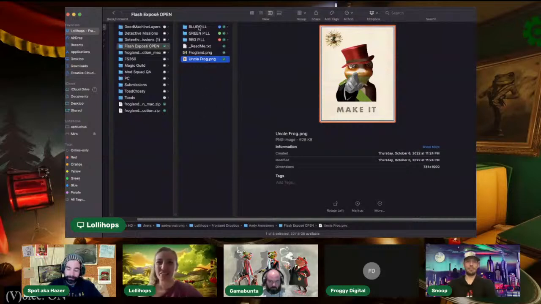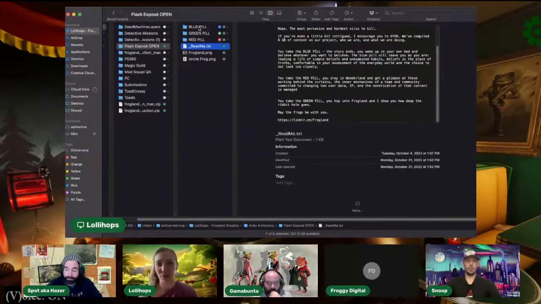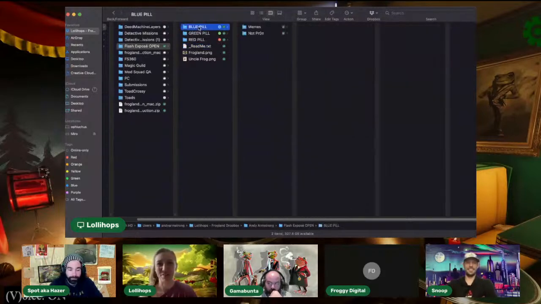So the setup that we put together here for our flash drive folders, we did it a little bit like the Matrix, because how could we not? Part of the README text explains all that. The blue pill folder is the one where, as in the Matrix, the story ends. You wake up in your own bed and believe whatever you want to believe. So that one's the folder where we meme the shit out of everyone, because how can we not?